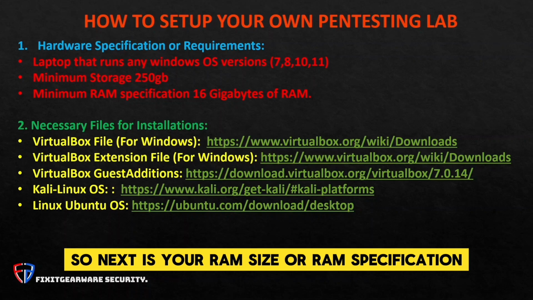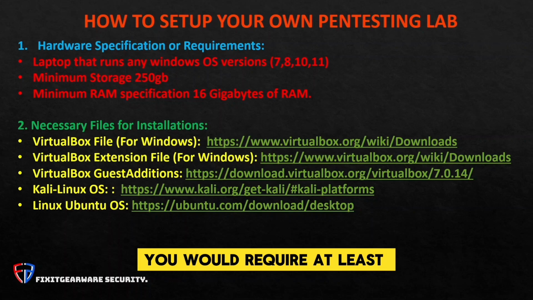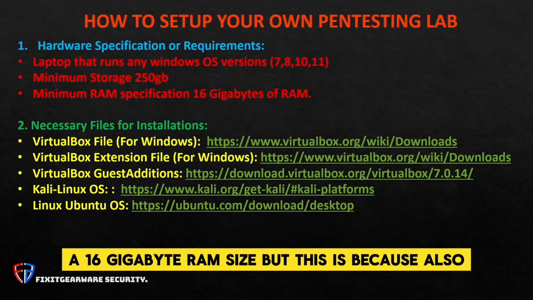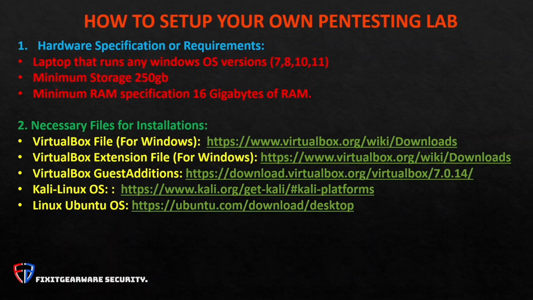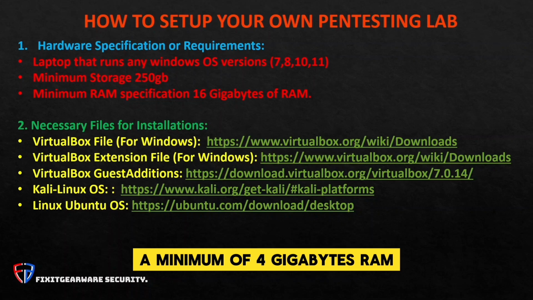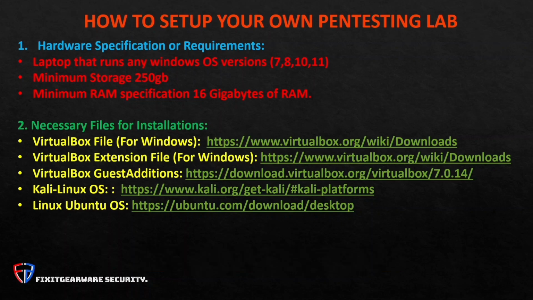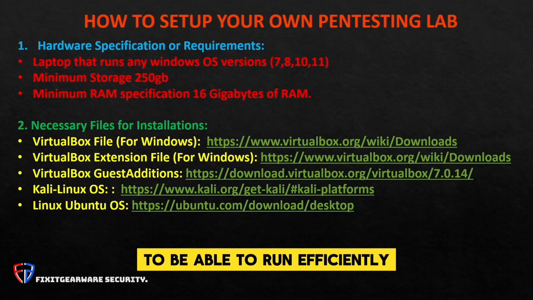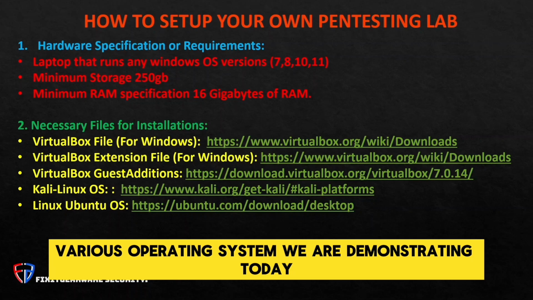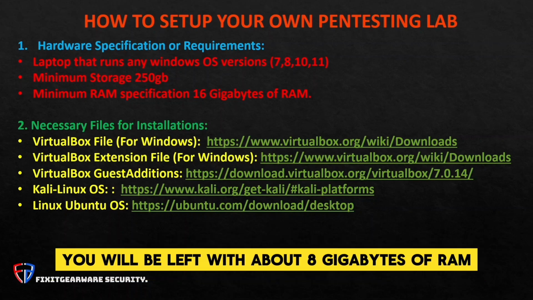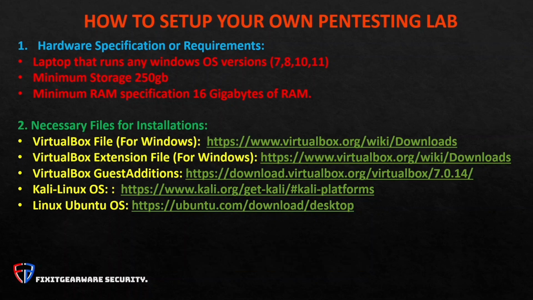Next is your RAM specification. You would require at least 16 gigabytes of RAM. This is because each of these operating systems would require a minimum of 4 gigabytes of RAM and about 2 CPU cores to run efficiently. So by the time you install the two operating systems we are demonstrating today, you'll be left with about 8 gigabytes of RAM for your host system.